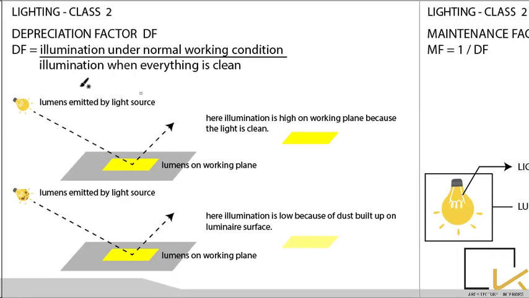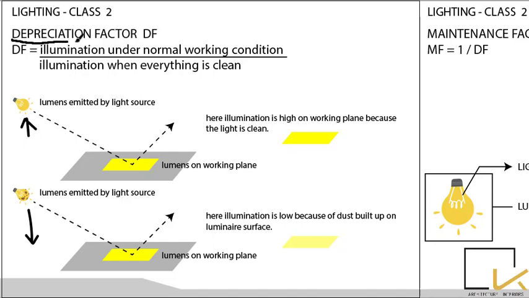Now the second term we are going to see is depreciation factor. DF is equal to illumination under normal working condition divided by illumination when everything is clean. So consider there are two bulbs. One is absolutely clean, one is new, and one is an old fitting which has light dust accumulated on its surface. So the lumens emitted when everything is clean will be higher than lumens emitted by a light source covered by dust. So the ratio between these two is known as depreciation factor.